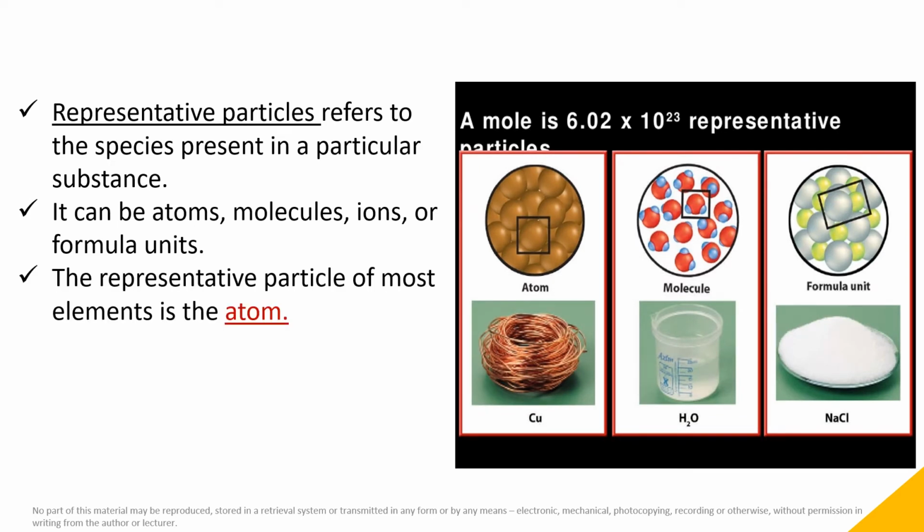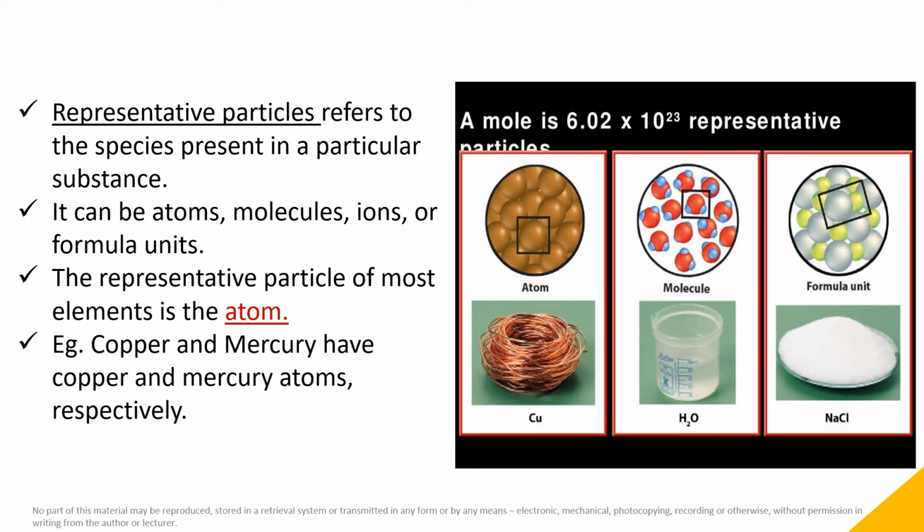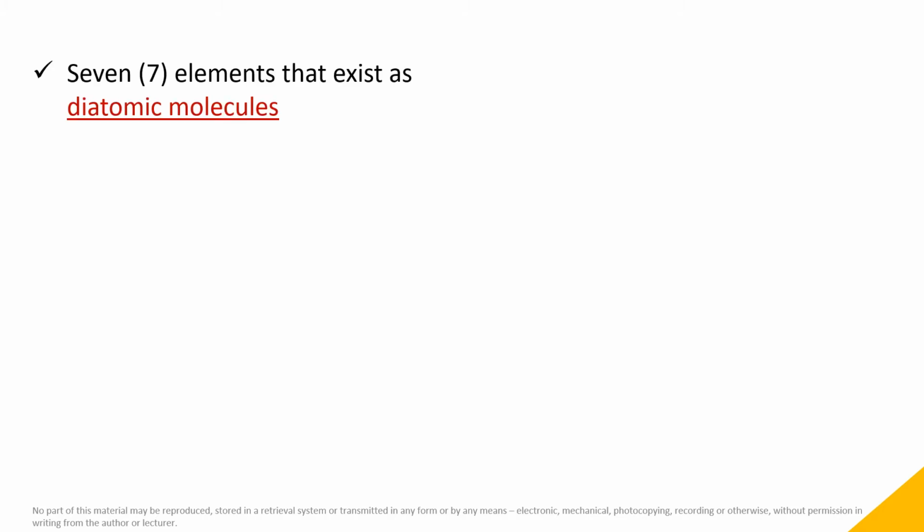The representative particle of most elements is the atom. For example, copper and mercury have copper and mercury atoms respectively. For the majority of the elements, the representative particle is the atom. However, 7 elements exist in nature as diatomic molecules. They are hydrogen, nitrogen, oxygen, fluorine, chlorine, bromine, and iodine.